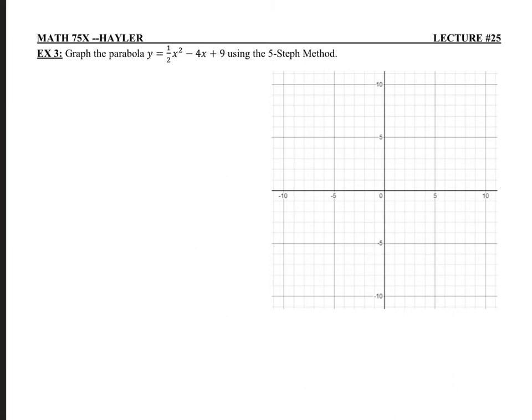Alright, so let's go ahead and use the 5-step method to graph this next parabola, y equals half x squared minus 4x plus 9. First step, we're going to label our ABCs. Go ahead, pause the video, label these, and make sure to indicate whether the parabola opens up or down, and what the y-intercept is.